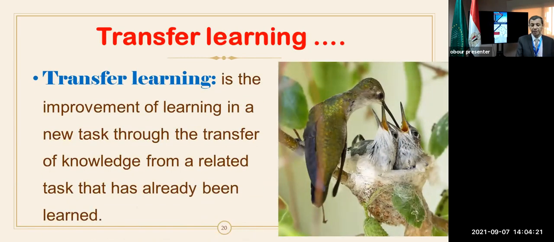Transfer learning is the improvement of learning in a new task through the transfer of knowledge from a related task that has already been learned. In another way, if we have a very big data set, we may use this data set and use advanced hardware to train and extract the features of this data set.